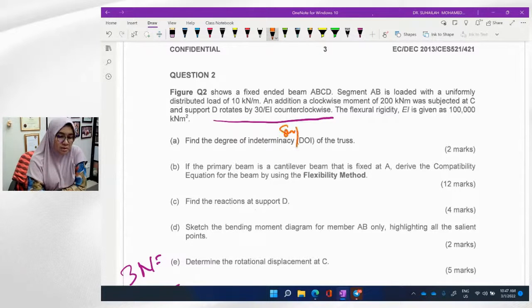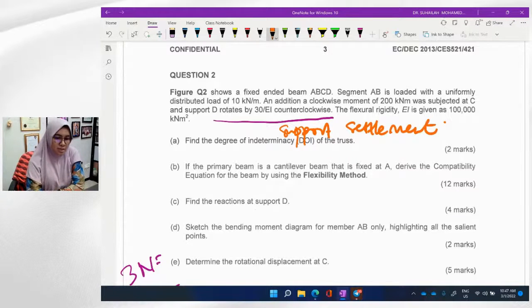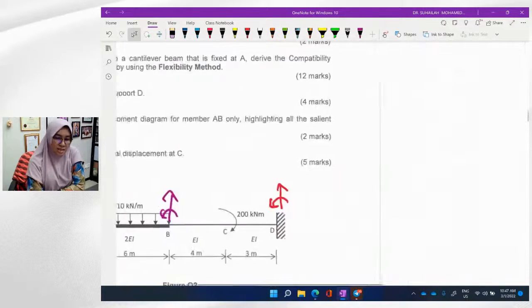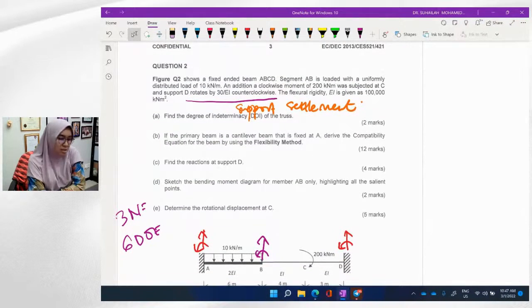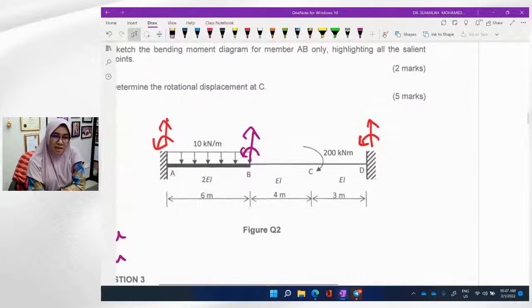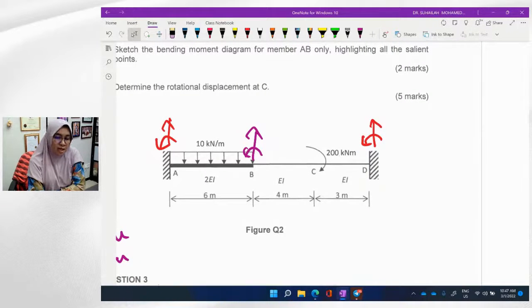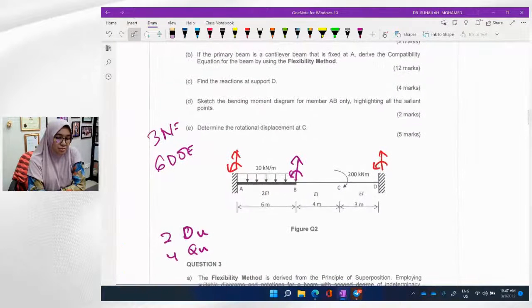This is support settlement. So how to analyze this? As usual, the first thing to do, this is a flexibility method question, but by looking at the diagram, we can actually solve this using stiffness method because the number of unknown displacement here is 2.